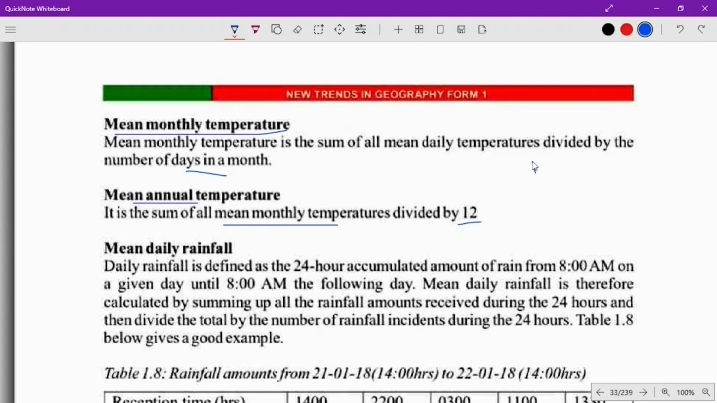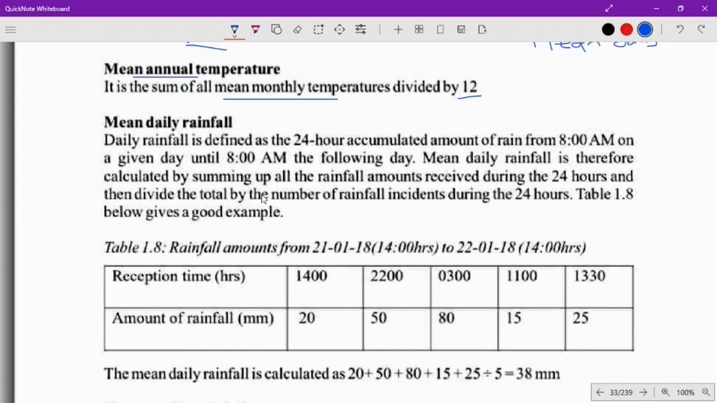So we have got the mean daily. Okay, so the mean daily temperature is added up and divided by the number of days in a month. This will give us the mean monthly. When we add all the mean monthly temperatures, we divide by 12. This will give us the mean annual temperature.